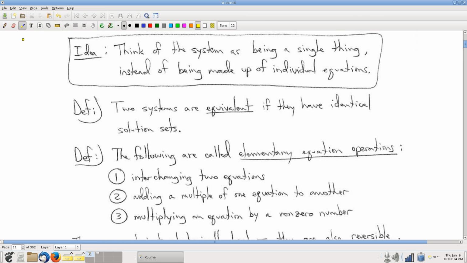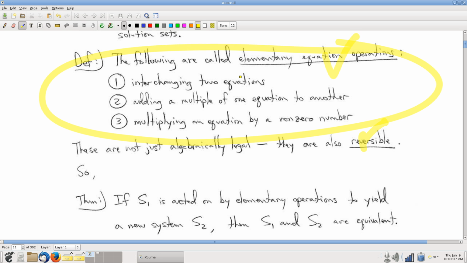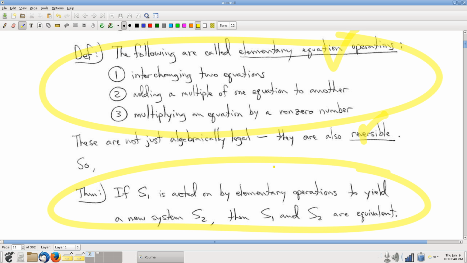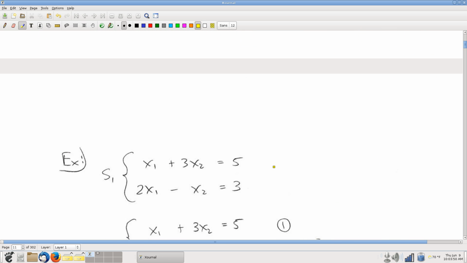We're going to think of a system of equations as a single thing, as a system, and we're going to apply elementary equation operations to a system to turn it into another system. And because elementary equation operations are reversible, it will follow that they are equivalent, as per the theorem that we just proved. And therefore, the solutions that I find to the second system are the same as the solutions to the original system that I was interested in. So let's see an example of what this looks like in practice.